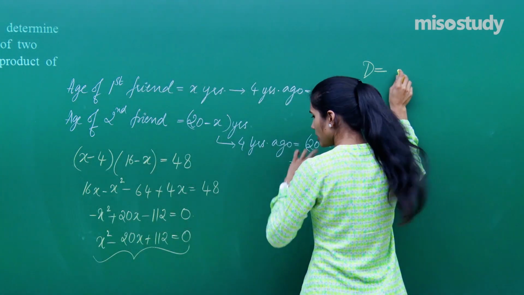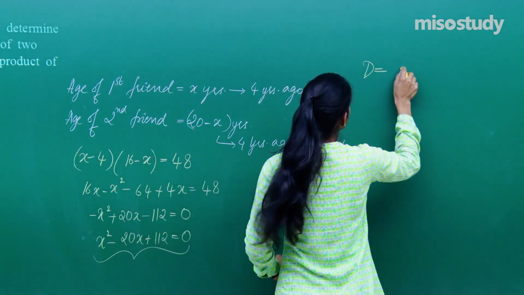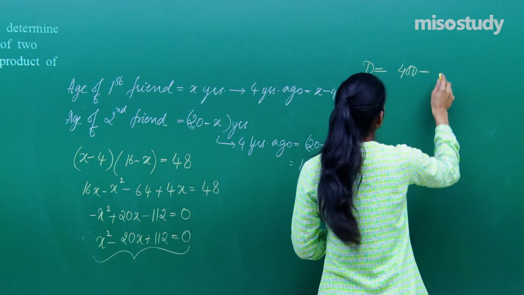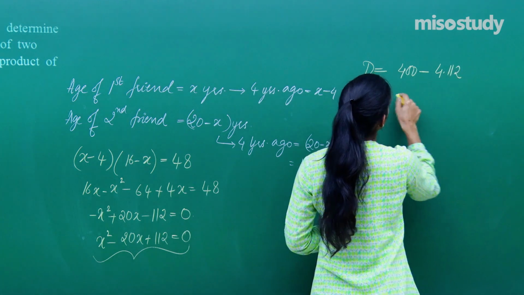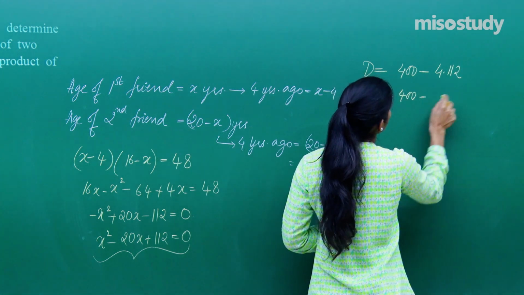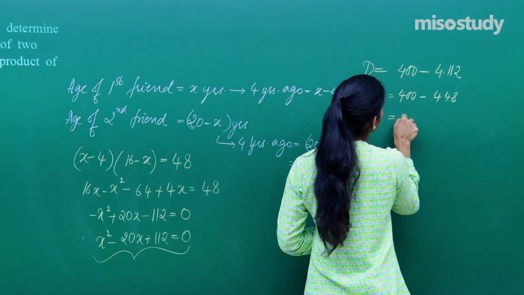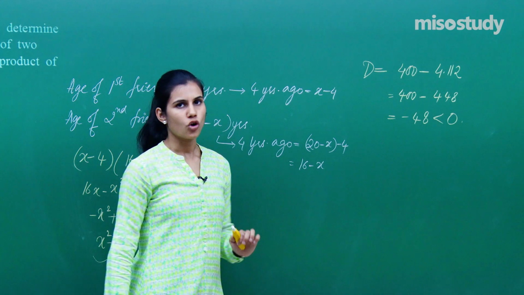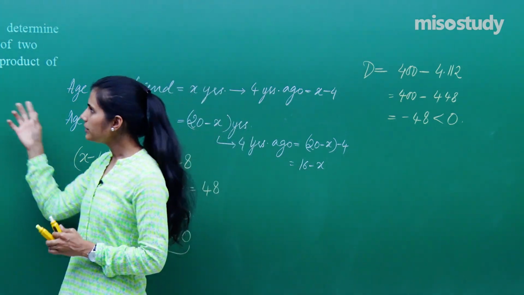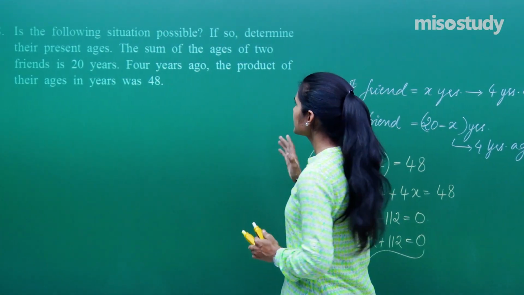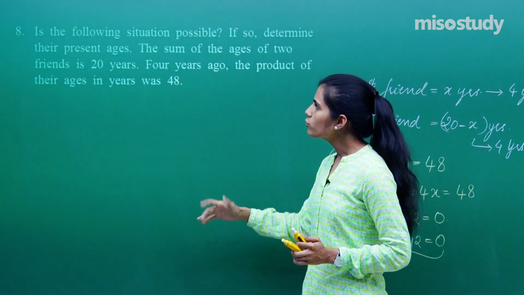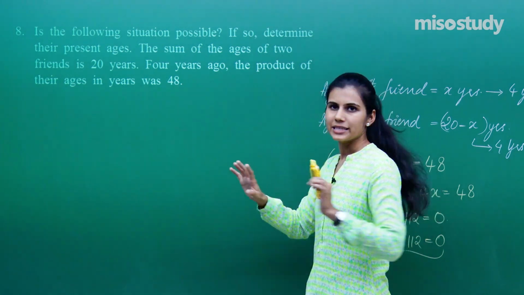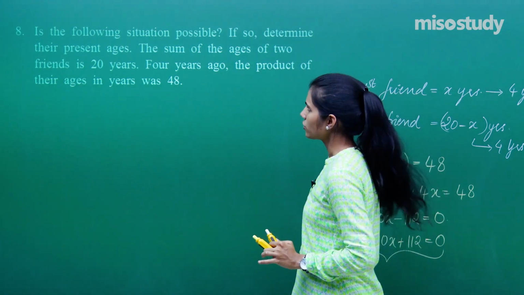So the discriminant is b square minus 4ac, b is minus 20, square is 400, minus 4 into 1 into 112. This is 400 minus 448, which is minus 48, which is negative, and therefore this situation is not possible. Clear? Is this possible? No, it's not possible. There do not exist two friends the sum of whose ages is 20 years such that 4 years ago the product of their ages was 48. No, that's not possible in the realistic world.